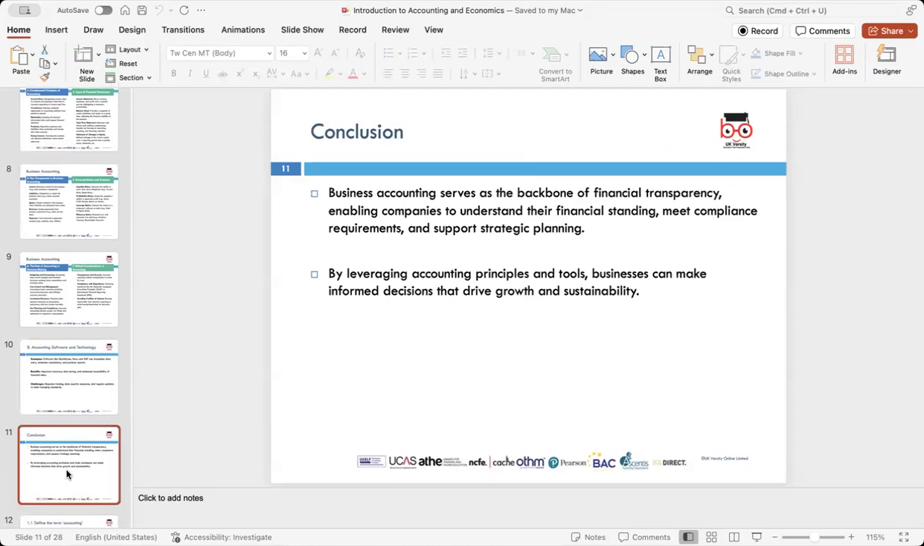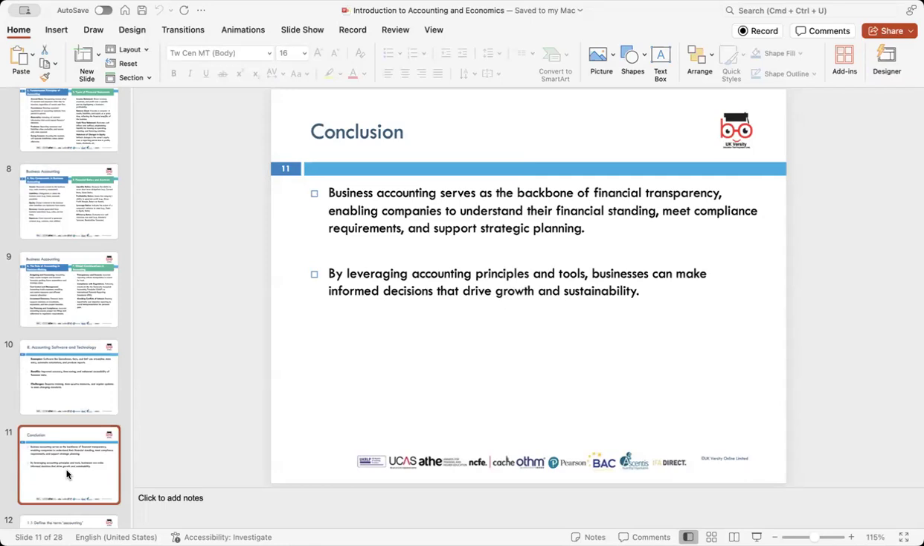So, the conclusion for this section is to summarize that business accounting is the foundation of financial transparency and strategic decision making. Without proper accounting, businesses would struggle to understand their financial health, comply with regulations, and make informed decisions. By applying accounting principles, analyzing financial statements, and using modern accounting tools, businesses ensure sustainability, profitability, and long-term success.